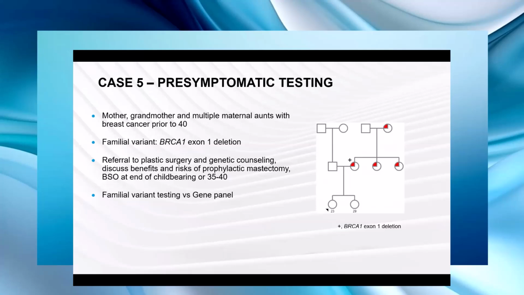So this is just a quick case to show the utility of pre-symptomatic testing. This involves a 23-year-old individual whose mother and multiple maternal aunts were diagnosed with breast cancer at young ages, and the mother tested positive for BRCA1. She was referred to plastic surgery and genetic counseling for potential risk management. Since there's a known family variant, there are two options we can do. We can go targeted, which could be more cost effective, testing just that particular familial variant, or we can have the option to go with a gene panel like we do with patients with cancer. Eventually, this patient elected the targeted approach, and unfortunately she tested positive for the familial variant.